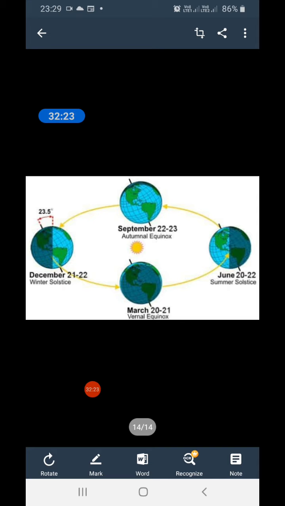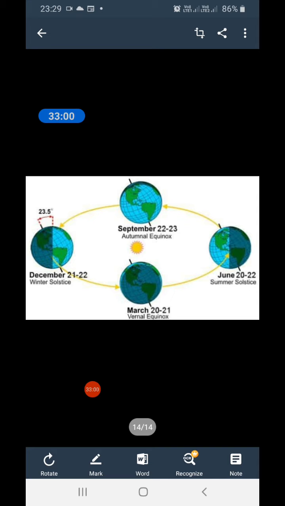All the places will have equal length of day and night except the poles, because they are far away. So this is the autumnal equinox. So there is no abrupt change from summer to winter. From summer solstice we come to autumn. And as the earth is moving, rotating, because the earth is inclined, now the southern hemisphere is facing the sun. So it is December 22nd and it is winter solstice, because the southern hemisphere is experiencing summer, but the winter is experienced in the northern hemisphere.